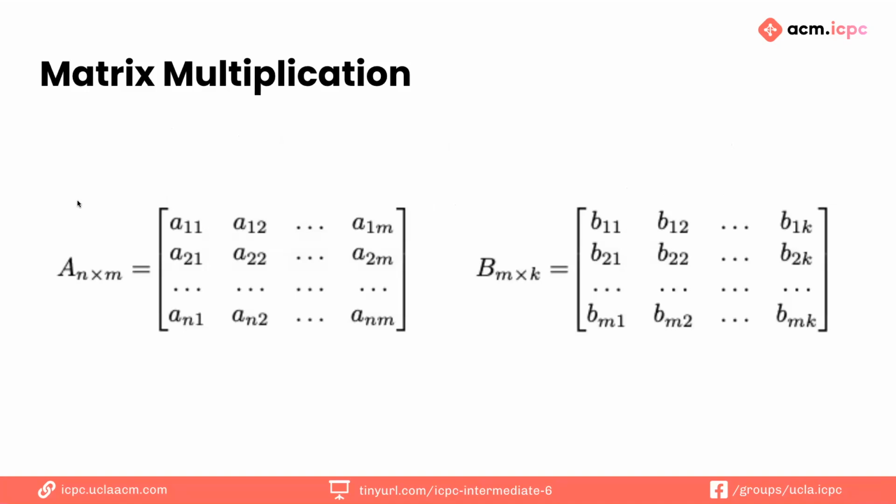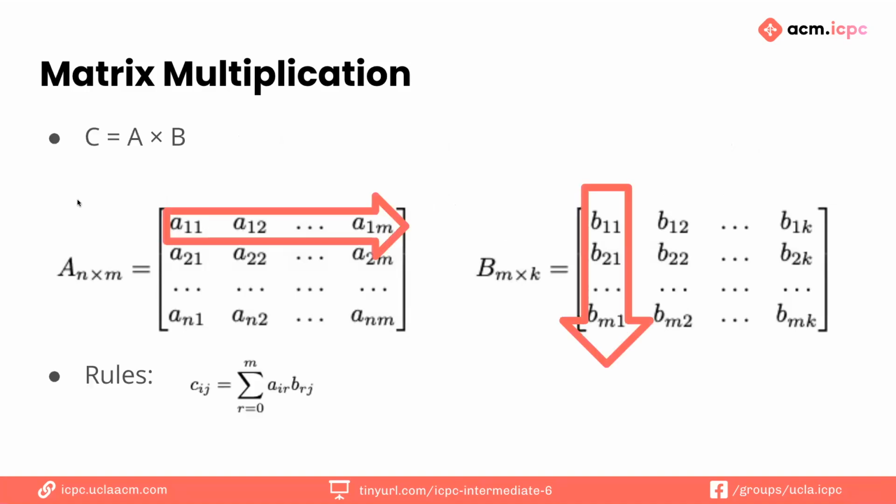Is anyone familiar with matrix multiplication? If you are, please raise your hand, because if everyone is familiar with it, then I'll just skip this part. Okay, then I'll still go through this part. So we have A and B two matrices where A has n rows and m columns, and B has m rows and k columns. And the rule to calculate the entry at the ith row jth column is by this formula here.